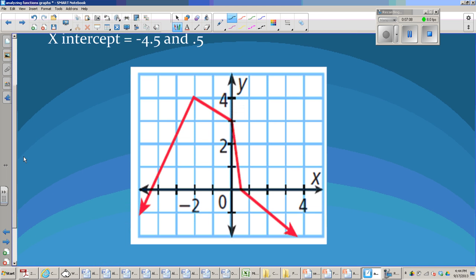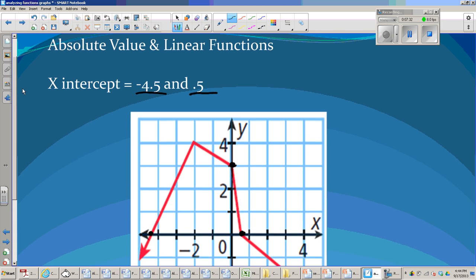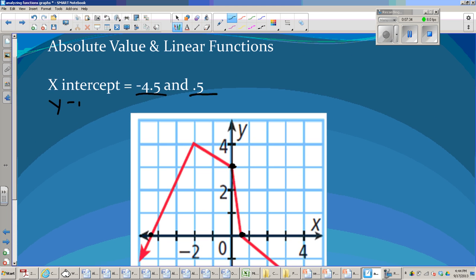Look at this function. What are the x-intercepts? Well, let's look. Where does it cross the x-axis? 0.5, -4.5. Y-intercept, where does it cross the y-axis? 3. So my y-intercept is +3.